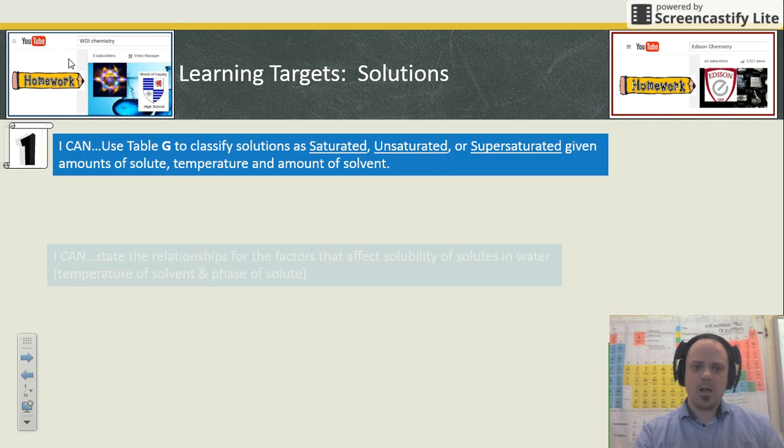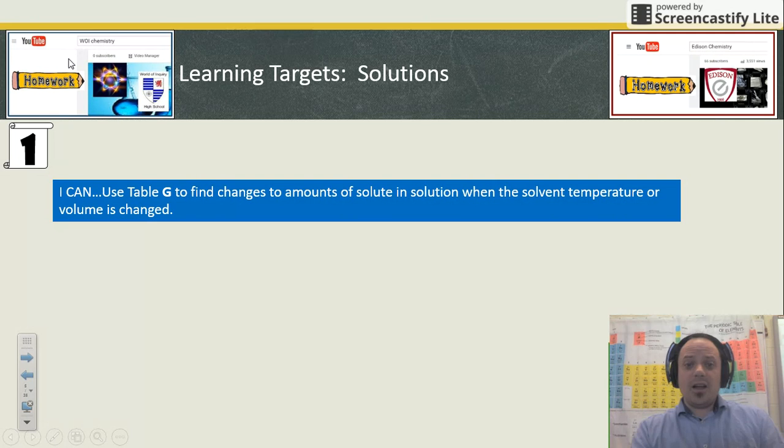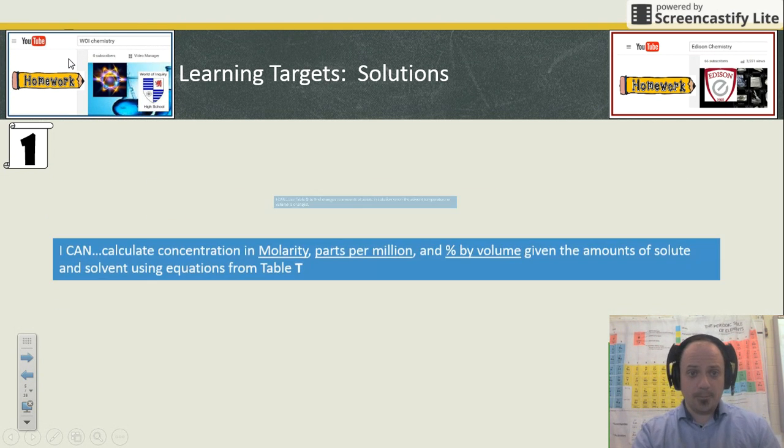Use table G to classify these solutions as saturated, unsaturated, or supersaturated. So, graph reading skill, okay? Use table G to find changes in amounts of solute in solution. Another graph reading skill from table G. As you change the temperature, how much more or less material can be dissolved in there? Does some precipitate? Can we add more?